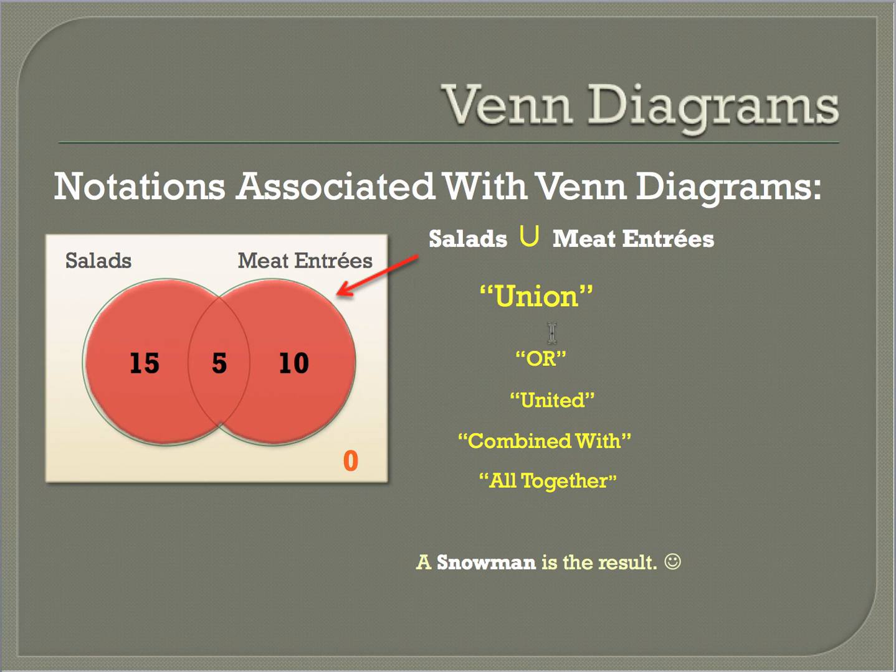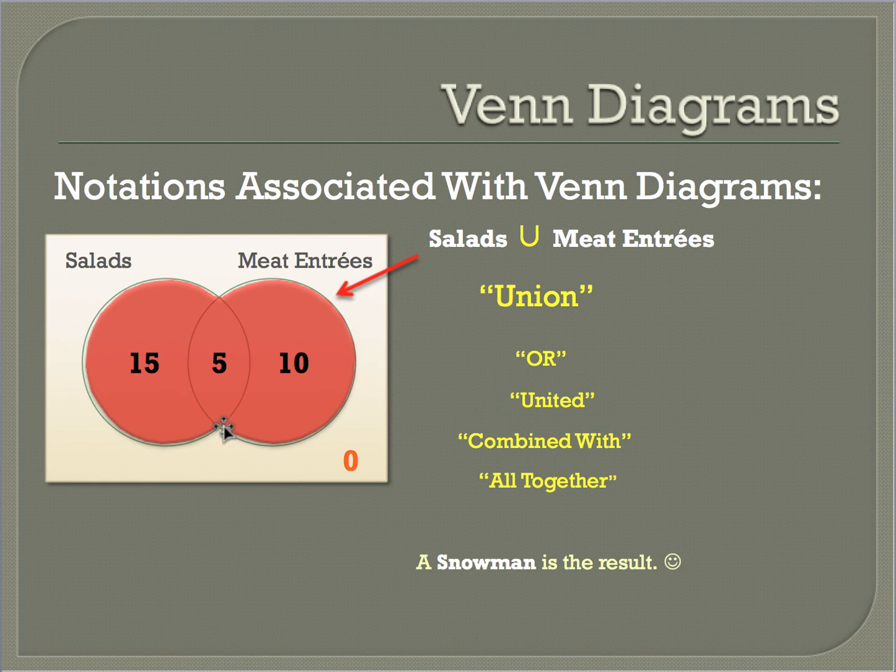Other words that we associate with union are the word "or." I could say, what numbers are in the salads or the meat entrees? Well, it's these three numbers right here. If I unite the two circles, all these numbers are in the union of those two spaces. If I combine all the numbers together of the meat entrees and the salads as well, those become the total as well.